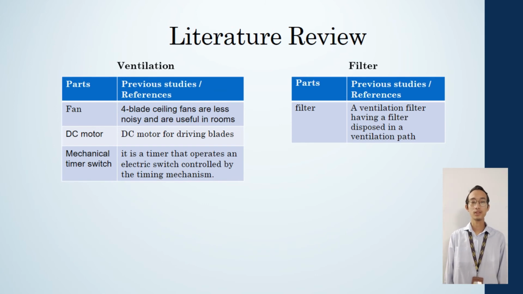For the next slide is the literature review. Under the ventilation, we have fans. And the previous study said that 4-blade ceiling fans are less noisy and are useful in rooms. And the DC motor is for driving blades. And for the mechanical timer switch, it is a timer that operates an electric switch controlled by the timing mechanism. And for the filter, we find out that a ventilation filter has a filter disposed in a ventilation path.